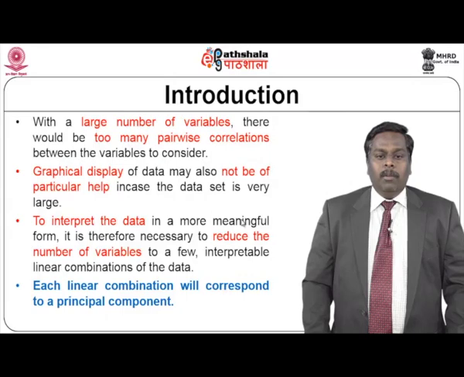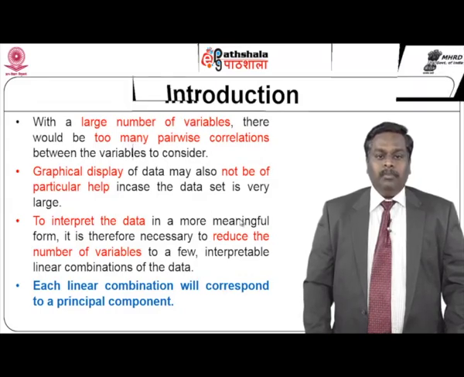So, when you want to interpret the data in a more meaningful form, you will have to reduce the number of variables available in the data, and using those reduced variables, that is, few variables, you can interpret the linear combinations available in the given data. Each linear combination will correspond to a principal component. So, the objective here is, given a data set, you need to reduce the number of variables available in the data set with which you can meaningfully visualize or interpret the data.